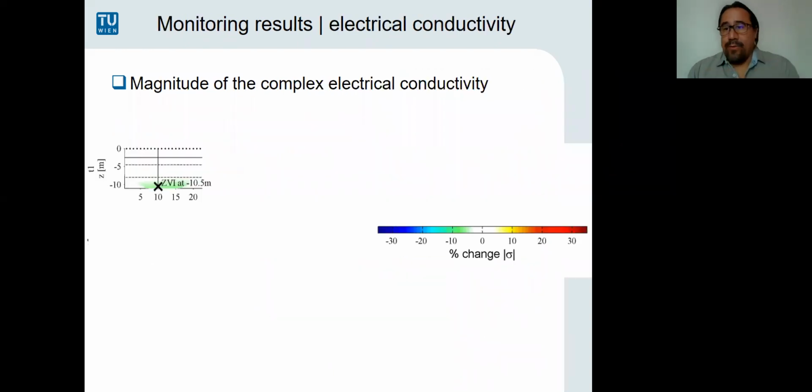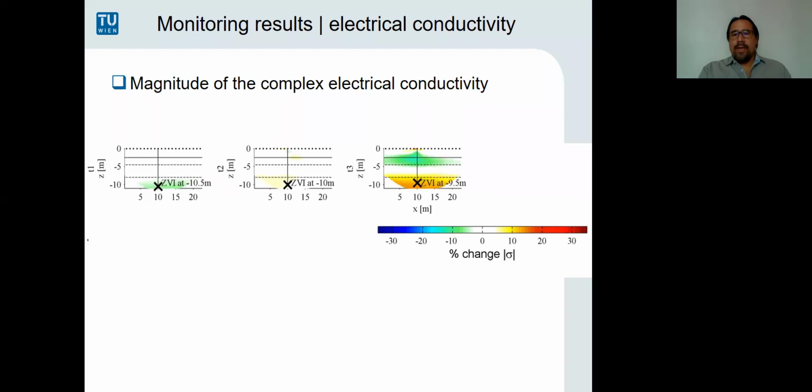We started repeating the measurements, again during the injection and one repetition of measurements after finishing the injection. They started at 10.5 meters depth. And of course, we see this initial change in the conductivity, and we were very happy. Then we collected measurements at 10 meters depth, and the changes were not so clear. Then the injection was moved to 9.5 meters depth.